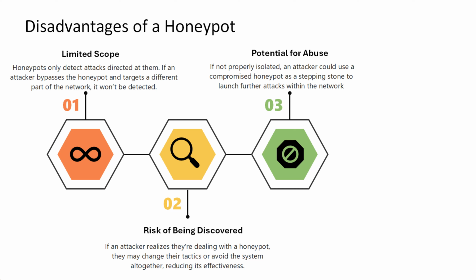2. We have a risk of being discovered. If an attacker realizes they're dealing with a honeypot, they may change their tactics to avoid the system altogether, reducing its effectiveness. And finally, 3. A potential for abuse. If not properly isolated, an attacker could compromise the honeypot as a stepping stone to launch further attacks within the network. This is why configuring honeypots correctly is crucial.